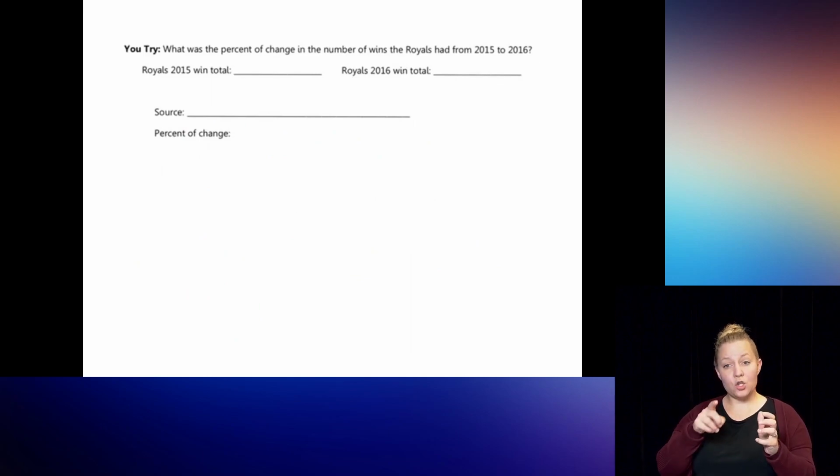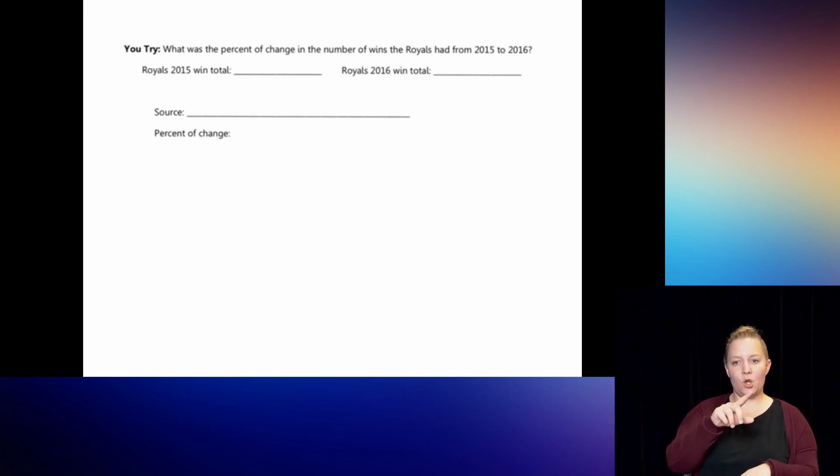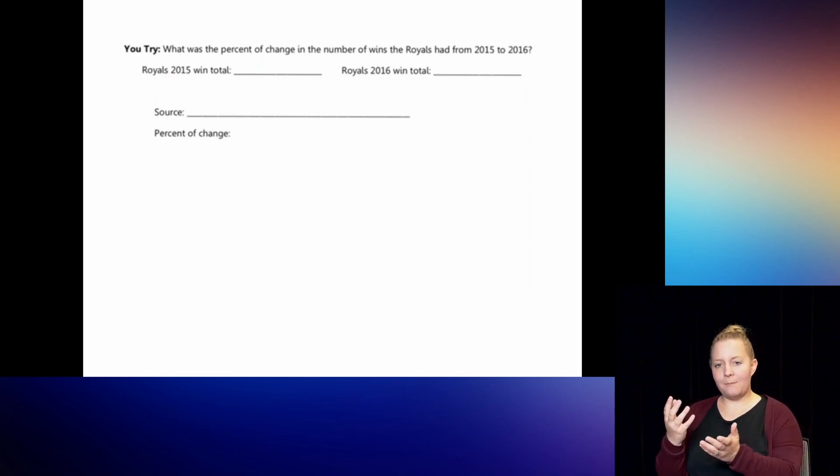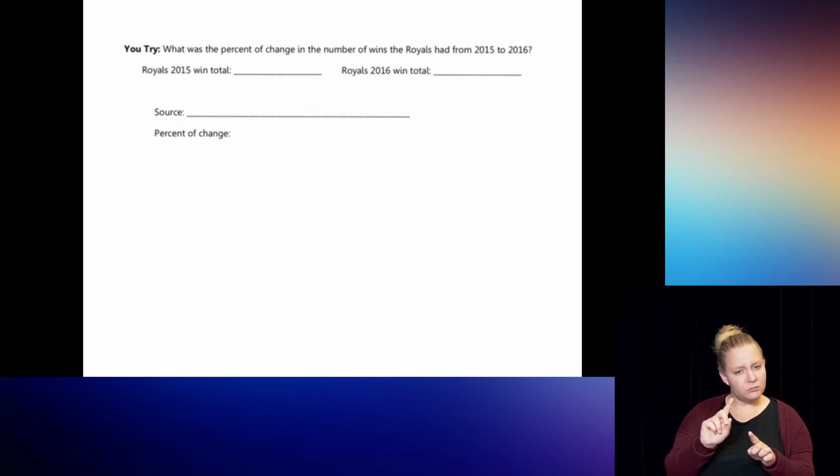We're going to have you actually practice looking up data, because the question we have for you is, what was the percent of change in the number of wins that the Royals had from 2015 to 2016? So you're going to use your resources yourself. Look up how many wins they had during their 2015 season, record it here, and how many wins they had during their 2016 season, record it here. And be sure to give us your source right here. Cite your source of where you looked that up. Once you have your numbers, then you can come back and calculate your percent of change like we did in the examples.